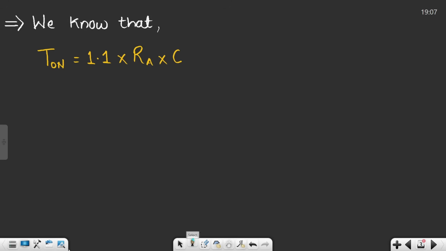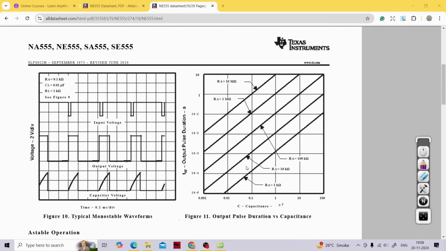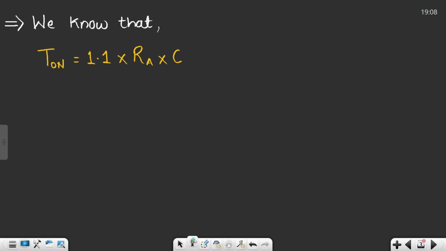I really hope you now understand where we are getting these values and why we are assuming the values for RA and C whenever we are dealing with this kind of time delay circuit based on a capacitor. Now let's move on to our numerical. As I mentioned, I'll assume RA as 10 kilo ohm, 10k.